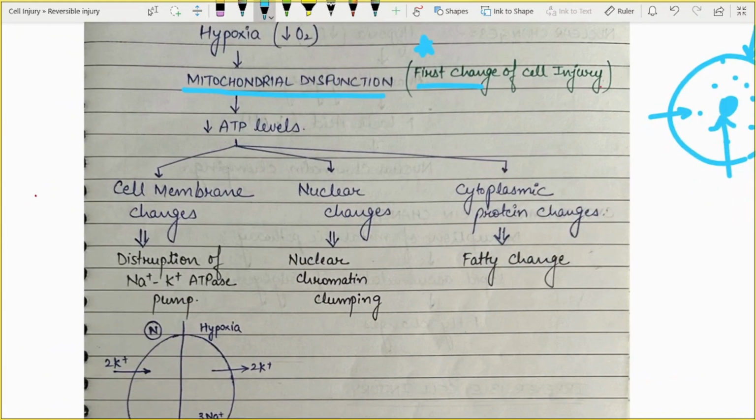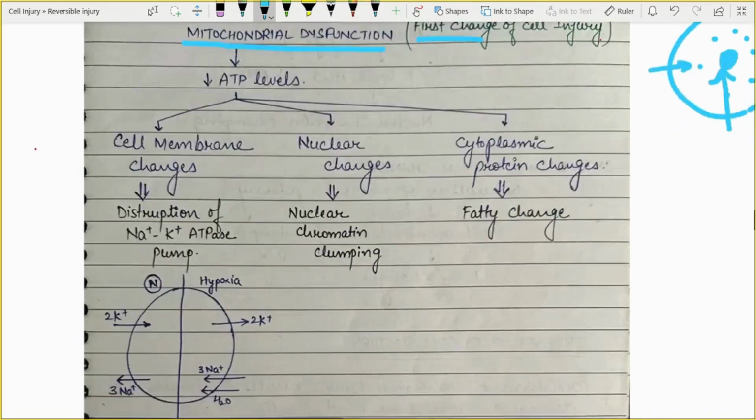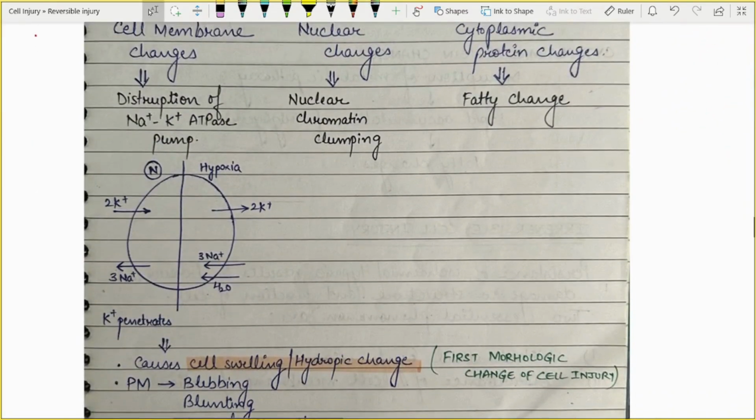Cell membrane changes. There will be disruption of the sodium potassium ATPase pump. Normally, what happens? Normally, two potassium moves in and three sodium moves out. And in hypoxic state, what would happen? Two potassium will move out and three sodium will move in. Since we know if three sodium move in, water will accompany and the cell will undergo swelling. This would lead to cell swelling or the hydropic changes. Cell swelling and the hydropic change is the first morphological change of the cell injury.